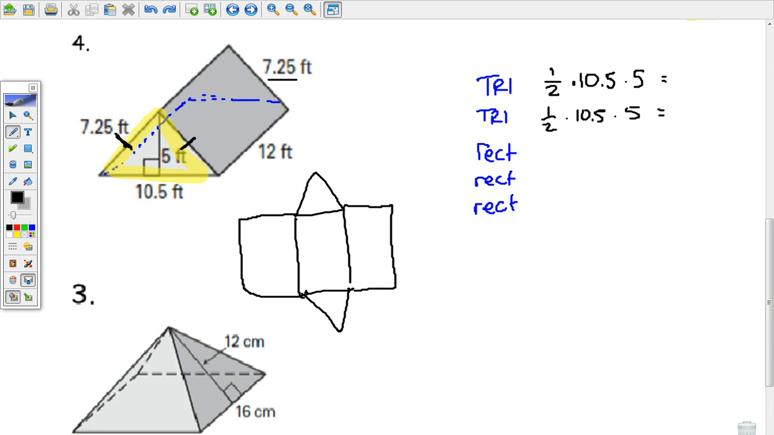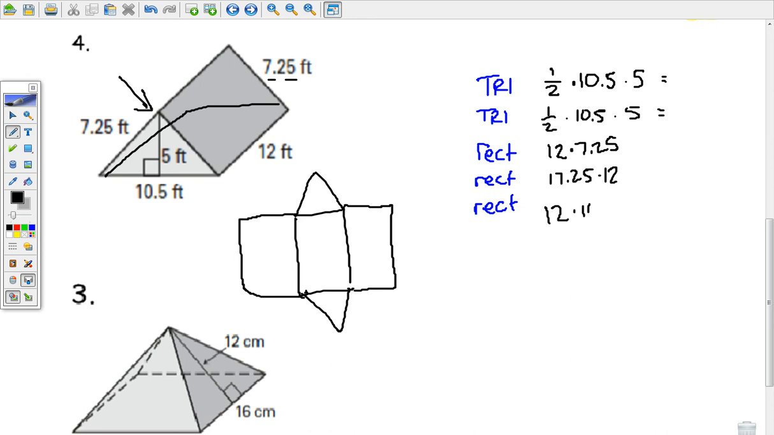So we have a couple rectangles. There's this 12 by 7.25 rectangle. That's the right rectangle, the one that's shaded on the top, if you can see that. So this front rectangle is 7.25 times 12. The rectangle that you can't see over here is 7.25 by 12 as well. And then the bottom rectangle, the one it's sitting on, is 12 times 10.5.